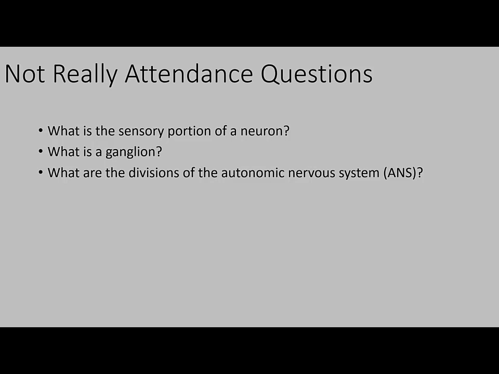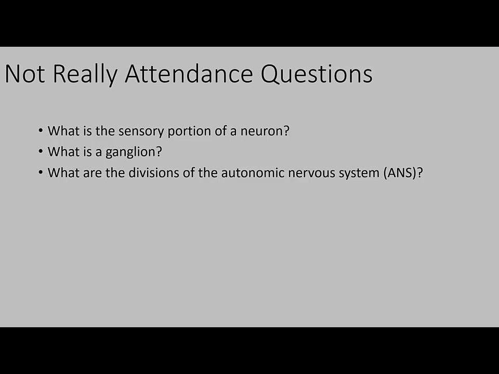First, what is the sensory portion of a neuron? This is the receptive part. Really what we're looking for here, this is the dendrites, but it could also be the soma. So the dendrites are really considered the sensory portion of a neuron, but the soma could be as well.